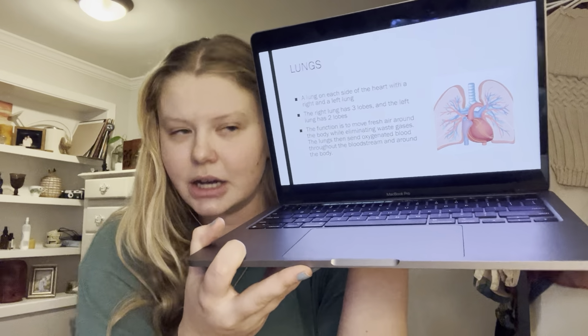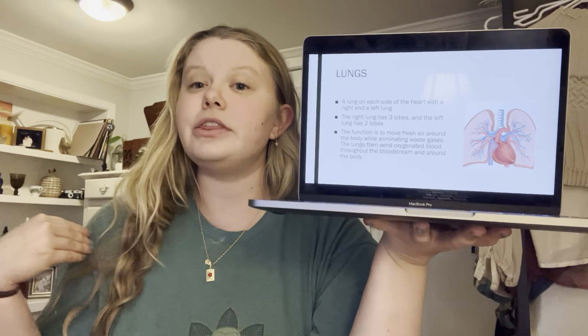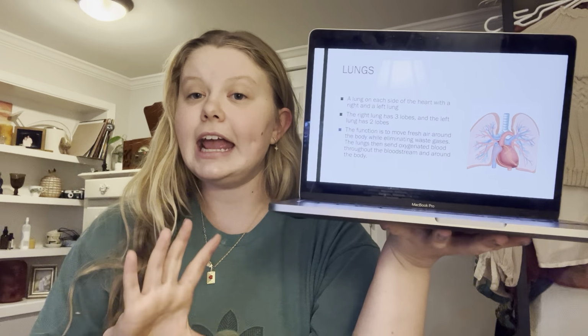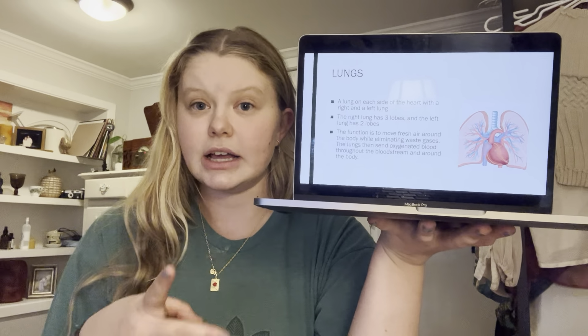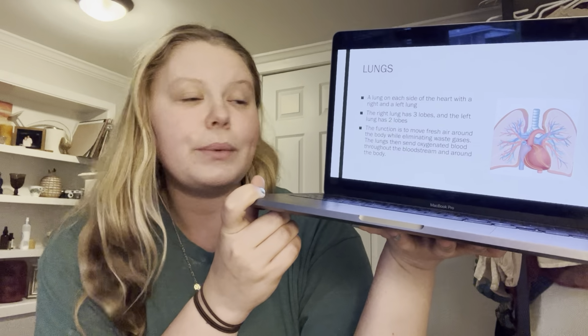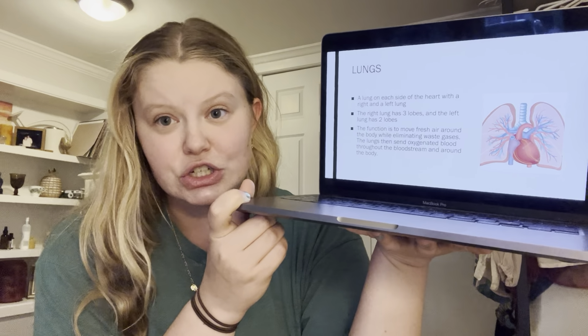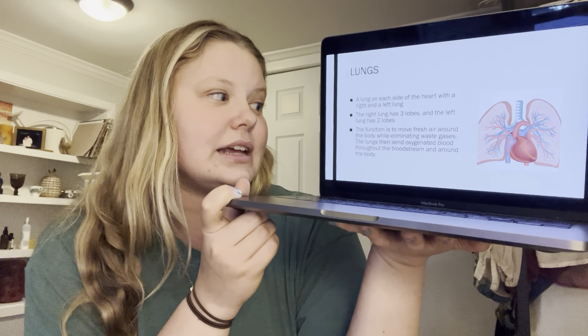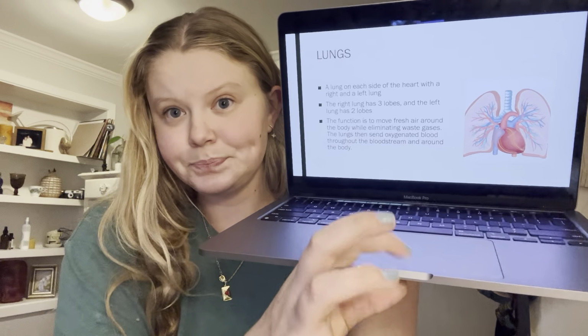Next, we have the lungs. So this is important. The lungs are on either side of the heart, and there is a left side and a right side. The right side has 3 lobes and the left side has 2 lobes. And the function of that is to move fresh air around the body while eliminating those waste gases. So it's going to oxygenate that blood. The lungs send oxygenated blood throughout the bloodstream and all around the body.